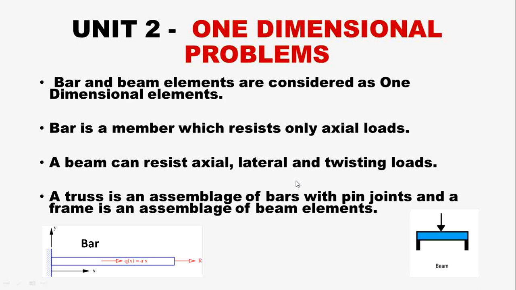A truss is just an assembling of bars or beams with pin joints in a framework. You can see in this image a bar which is resisting an axial load, and this is an example of a beam which is resisting a transverse load.